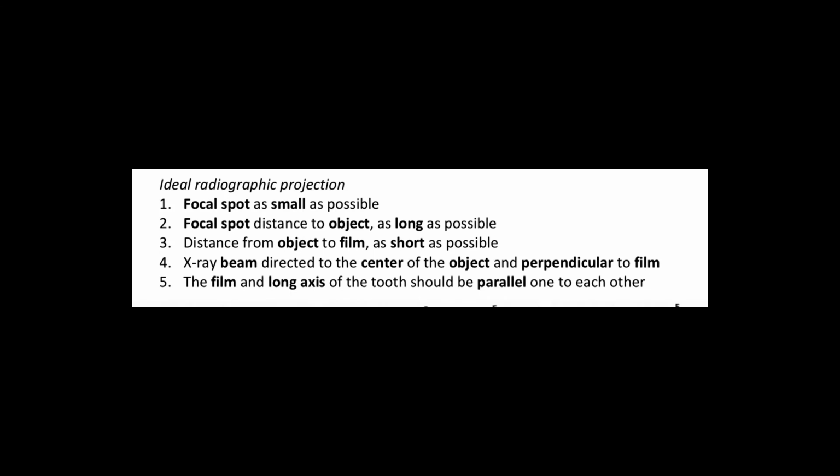So the key 5 points: smallest source, and the source to object distance should be as long as possible. So small and long, like a rifle and a bullet. And then the object to the film has to be as short as possible, and then the receptor long axis, the receptor being the film, and the tooth should be parallel to each other. And then the X-ray should be directed at the center of the object and perpendicular to the film packet. So you want to hit the arrow or the bullet right to the center of the chest. Okay, so those are the fundamental 5 principles.